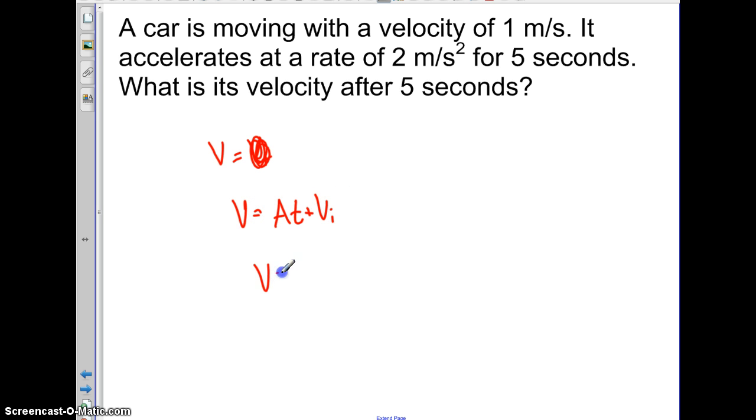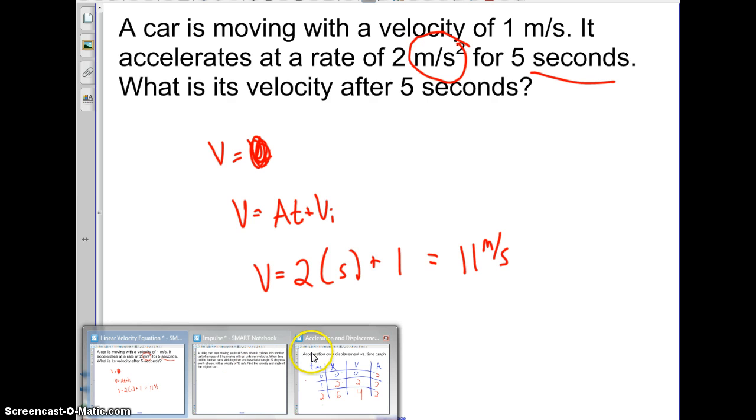So in this case, I see that this is the acceleration because of that unit. This is why knowing the units is so important. 2 times 5 seconds, again that unit tells me that, plus the initial velocity, which was 1. So 2 times 5 is 10, plus 1 is 11 meters per second. That is the answer. So if you know the pieces, it's easy to identify what goes where. And that's going to be even more important on the next one. So let me show you this.